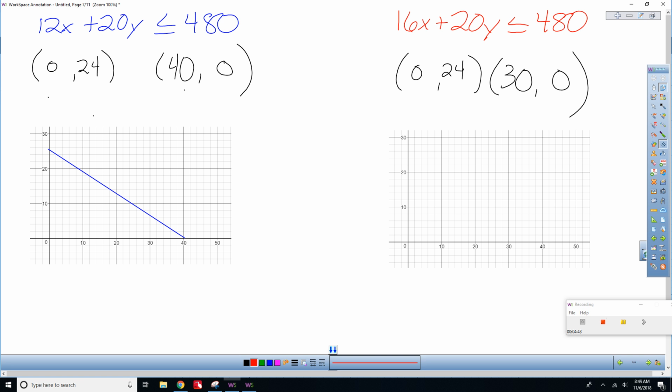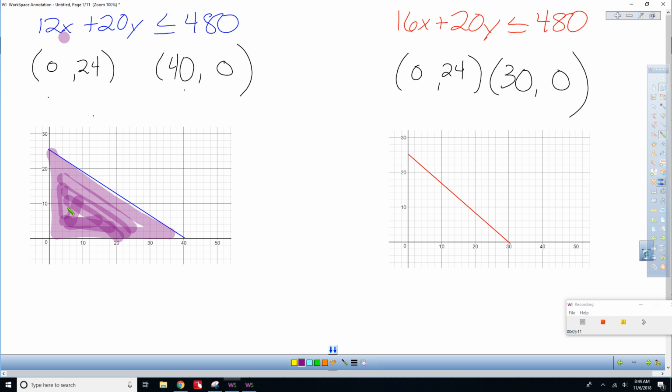0, 24 to 30, 0. And you might be thinking, well, that 24 looks too high. Well, deal with it. Now, that's not the answer. Because, look, can we have 10 dogs and 10 cats? Yeah, that works. Can we have negative 10 dogs? No, can't have any negative dogs. So anything under that line will work.